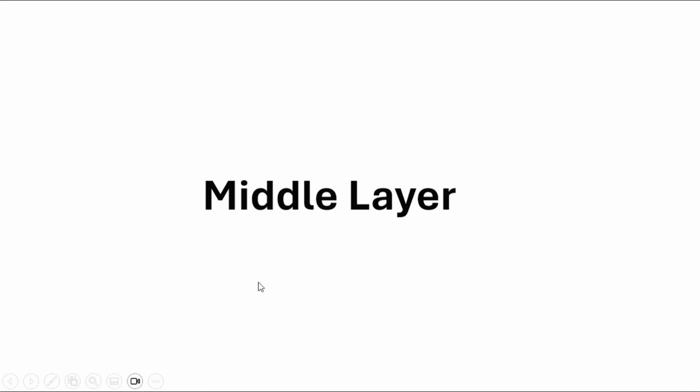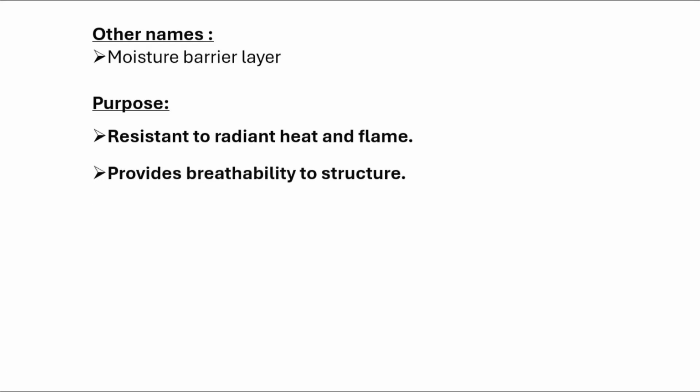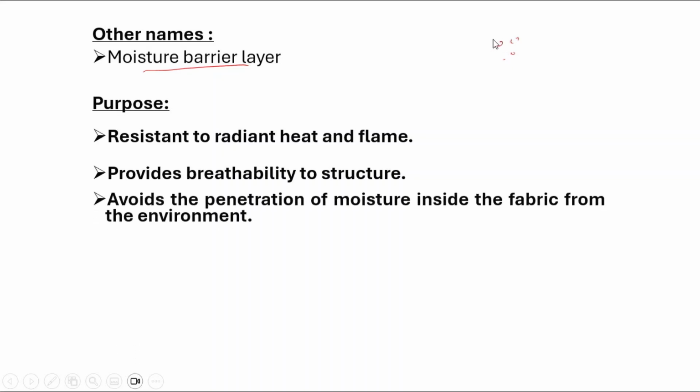Now, the middle layer. Its other name is moisture barrier layer. The purpose here is resistance to radiant heat and flame, and to provide breathability to the structure due to the moisture barrier. It contains micropores within the structure, where the moisture vapor can pass through, while avoiding penetration of moisture from the environment into the fabric.